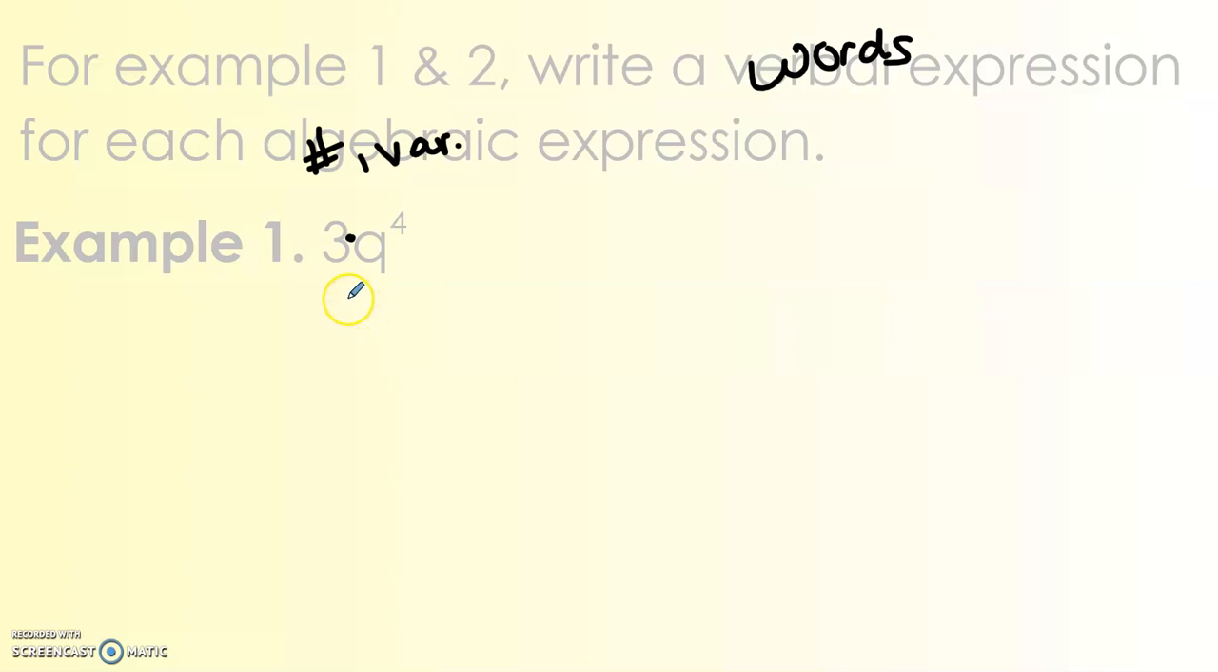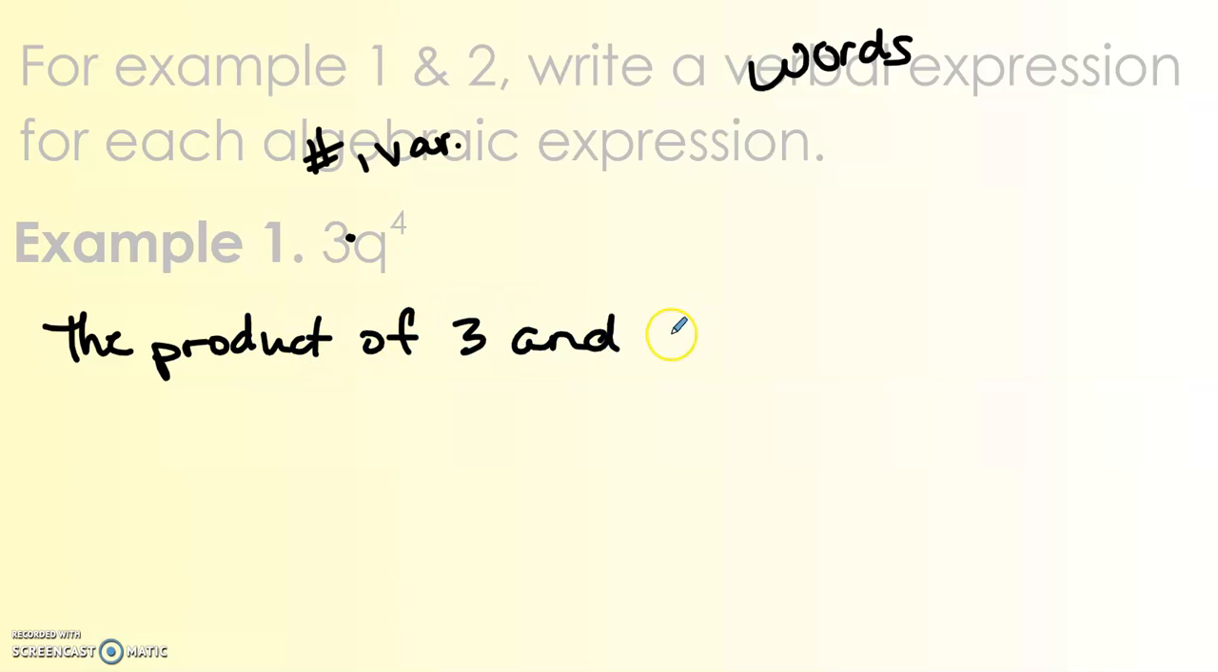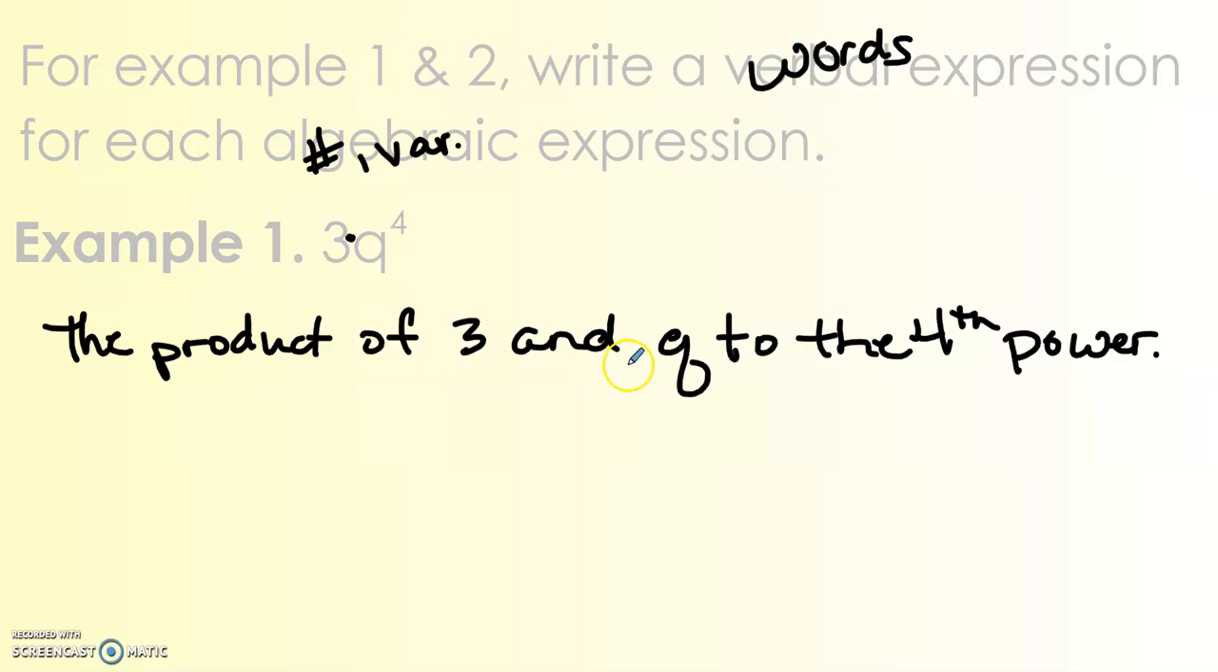What I like to do next is to decide how I would read this aloud to a friend. Well, I know multiplication is product, or the product of, so I would say it's the product of 3 and q to the 4th power. Now I'm just going to write down exactly what I said aloud. The product of 3 and q. Now I have to be sure to write out the words, the fourth power. And I've done what the instructions asked me to do. I took my variables and went into words.